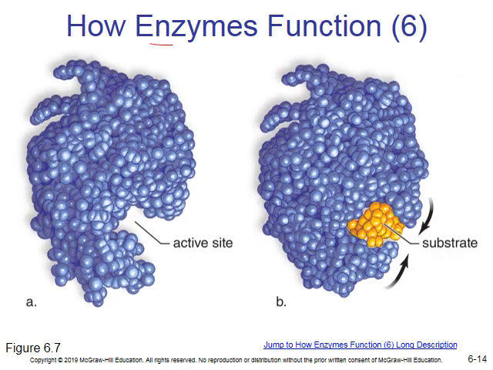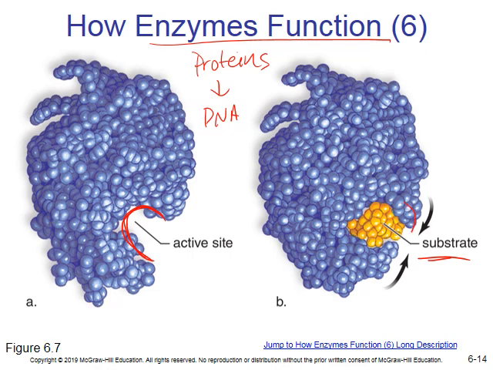Here's another image of what an enzyme looks like. Remember, enzymes are proteins. They were made from DNA instructions inside the cell's nucleus. Here's what an active site looks like, and here's the substrate binding, and you see how the enzyme kind of wraps around the substrate. They call this a conformational change in the enzyme, and it increases the ability of the reaction to occur. You can think of it as bringing the items closer together so that they have a better chance to react.